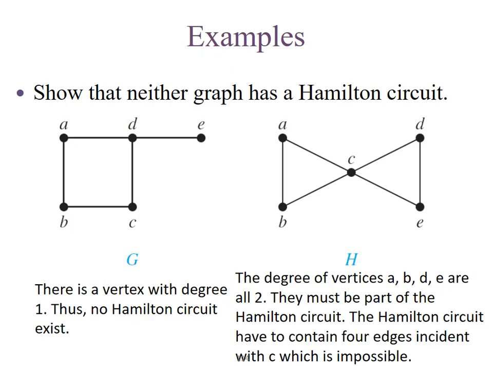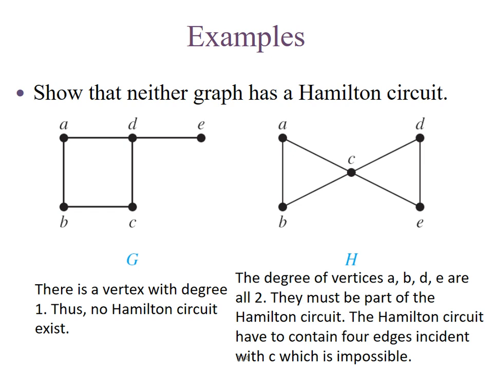Maybe we can see this example by point 1 and point 2. In the graph G, we can see for the vertex E, the degree is odd. We only have degree 1 for E. So in this case, we cannot have a Hamilton circuit. Maybe you can try yourself. There's no way you can go back to E, and once you visit E, you cannot go out. So there's no Hamilton circuit.